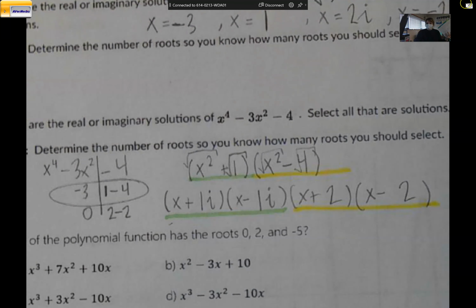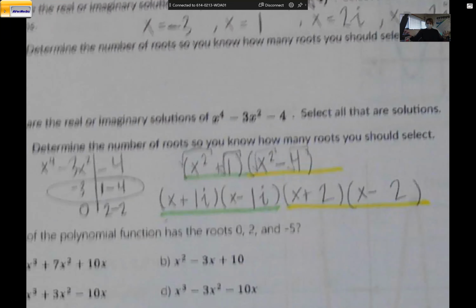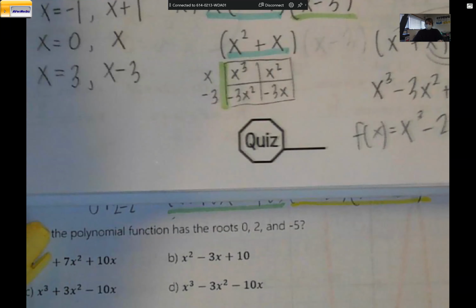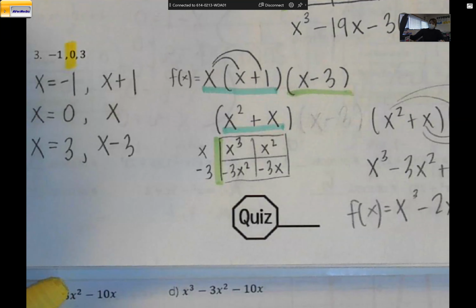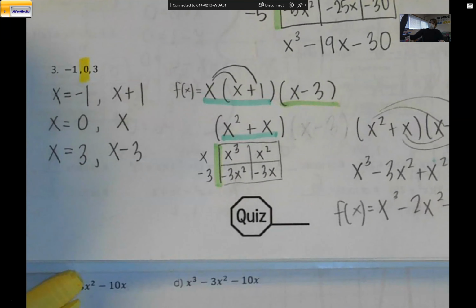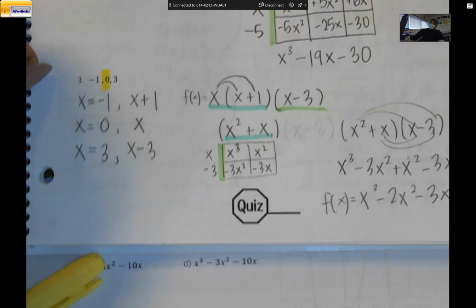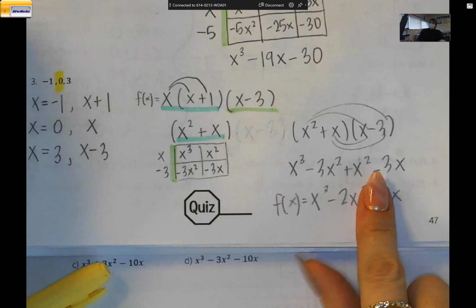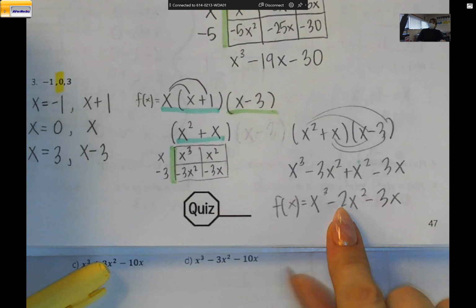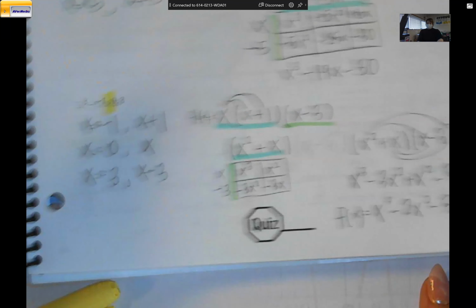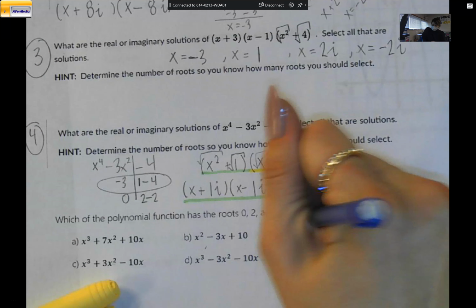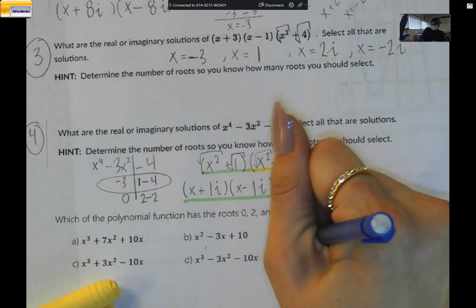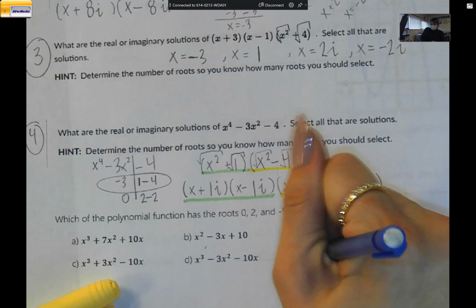Okay. Number 5 on our review matches the work that we did on page 47. So it gives us the zeros and wants us to work backward and give the function in standard form, which requires us to multiply. So we have an x is 0, an x is 2, and an x is -5.